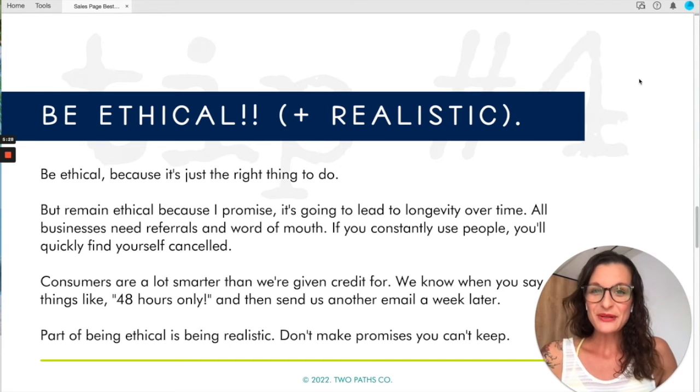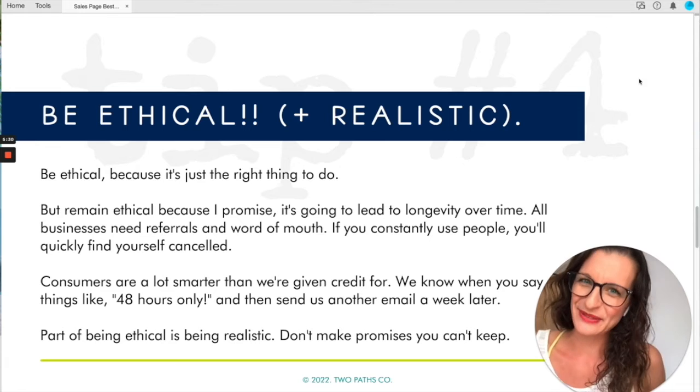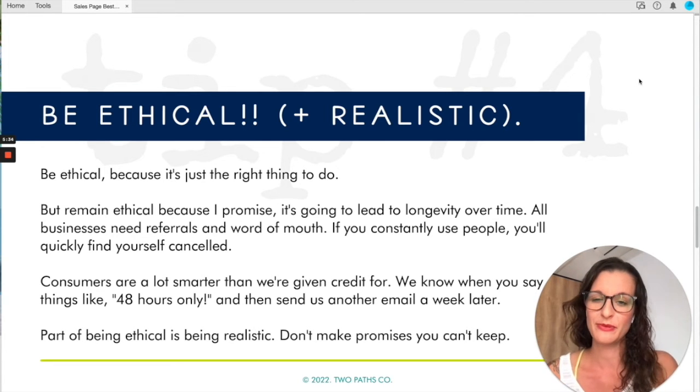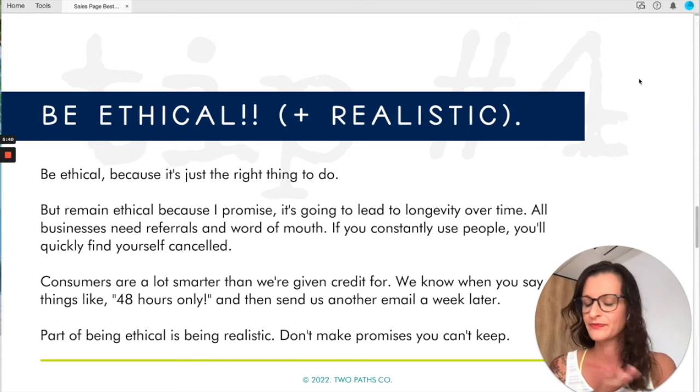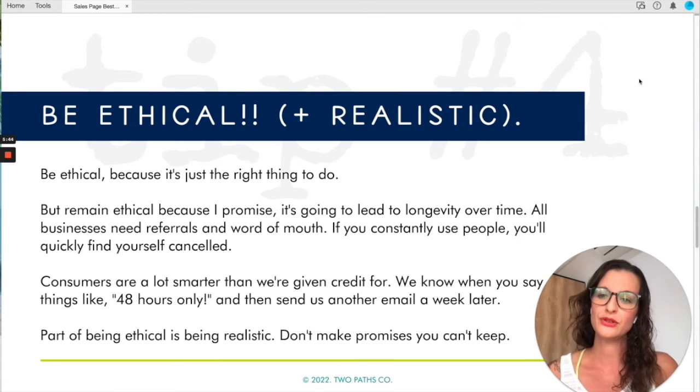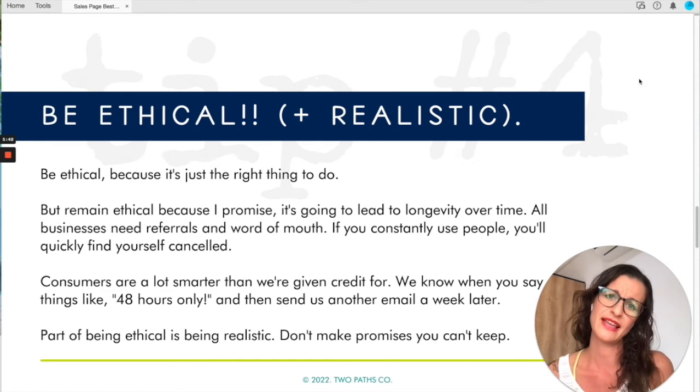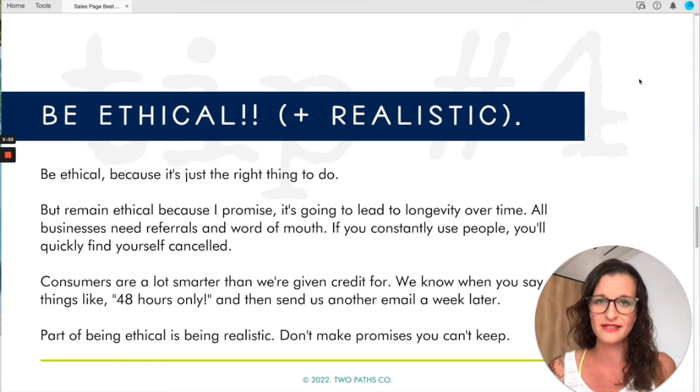Be ethical. And along with being ethical is realistic. So it's the right thing to do, but I also think you should remain ethical because it's going to lead to longevity over time. All businesses need referrals and word of mouth. Networking is key. We can't argue that. If you constantly use people, or you're being shady or icky, you have weird practices, you're going to find yourself canceled. It's 2022. There's cancel culture. This is just how it is.